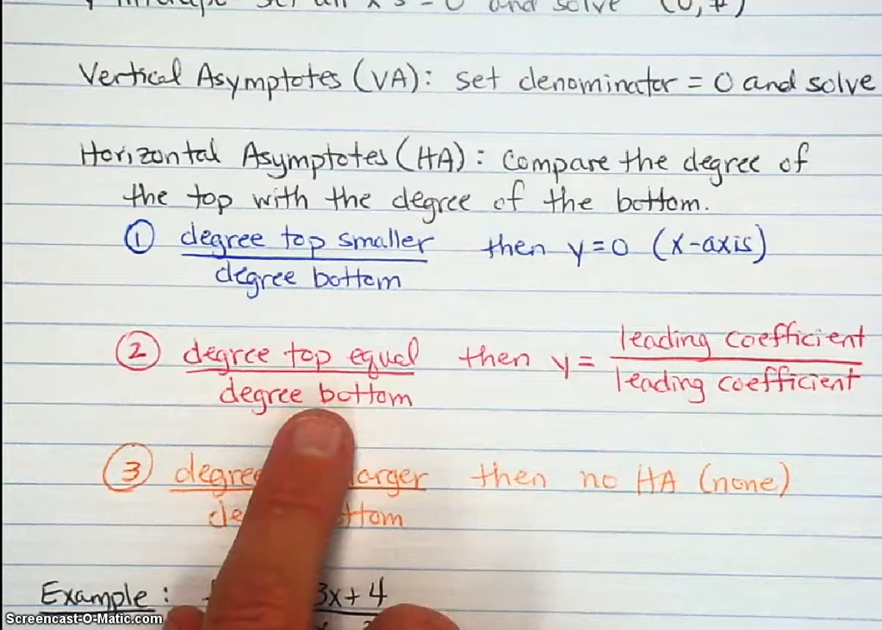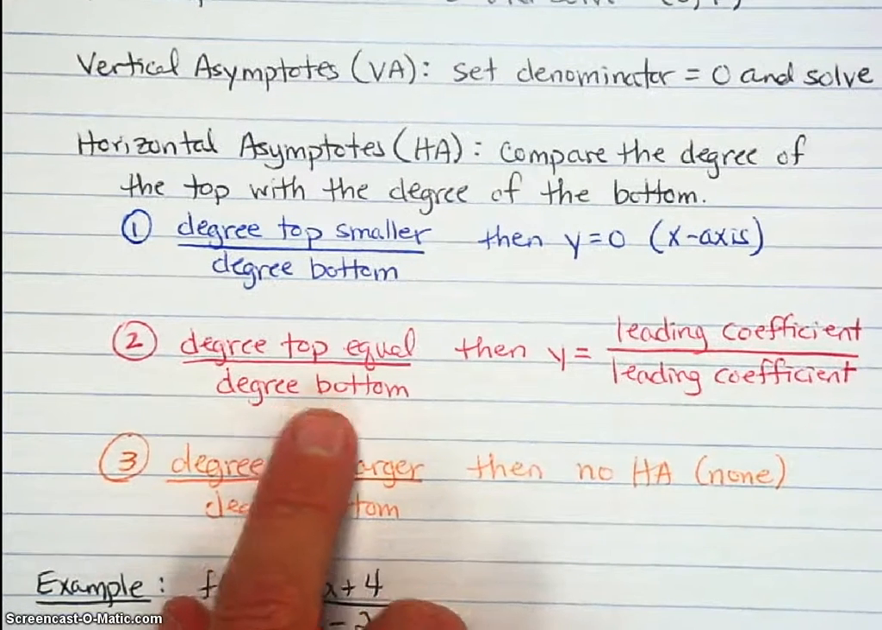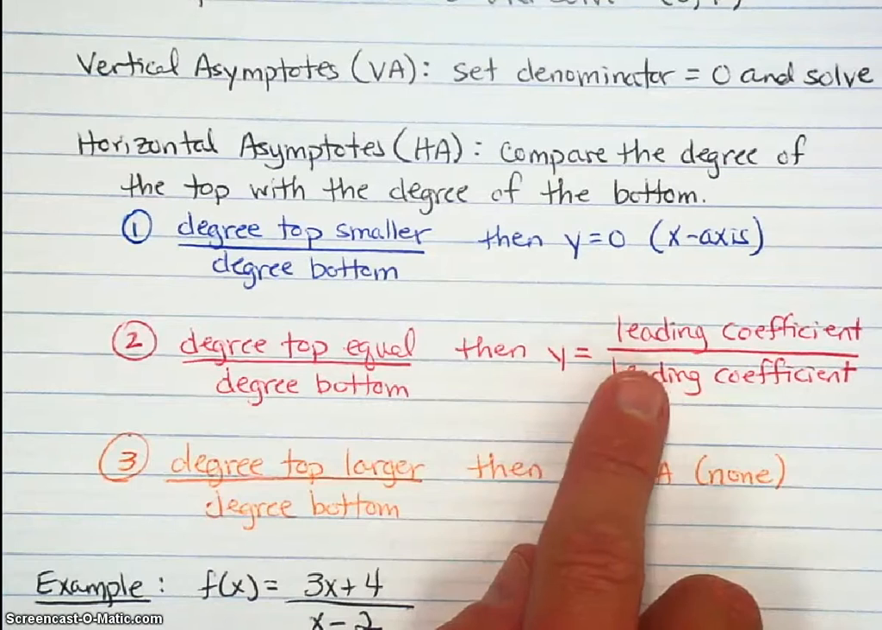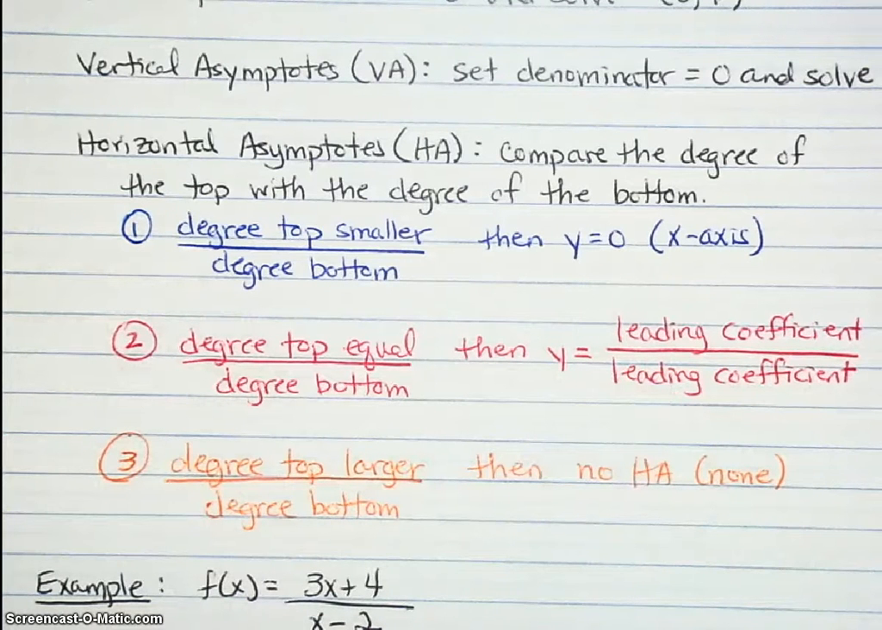If the degree of the top and the degree of the bottom are equal, then it's a little more complicated. You have to look at what's called the leading coefficient, and I'll show you that in the example that I'm going to do. And then if the degree of the top is larger than the degree of the bottom, then you have no horizontal asymptote, or none there.